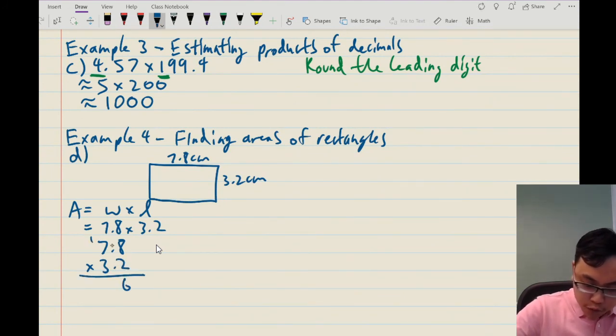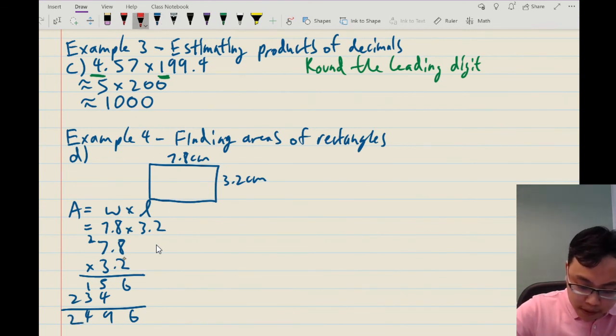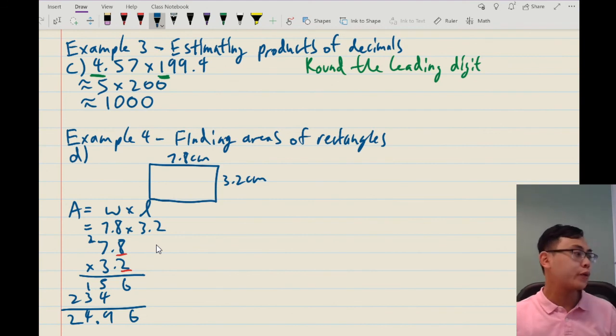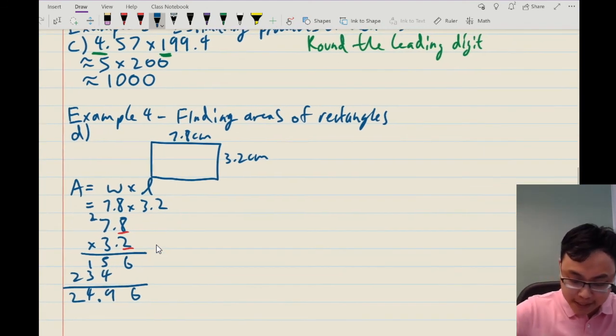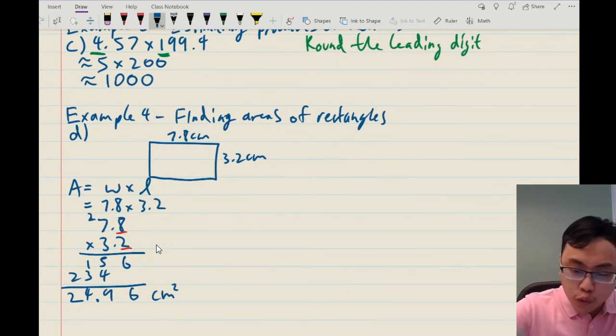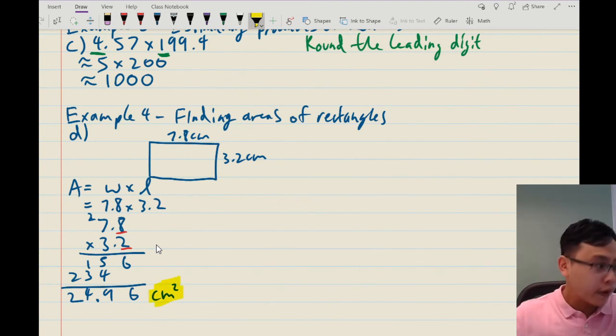2 times 6 is 12. 2 times 7 is 14 plus 1 is 15. And then 3 times 8 is 24. 3 times 7 is 21, plus 2 is 23. Add them together, that's 6. That's 9. That's 4. That's 2. How many decimal places? That's 1, 2 decimal places. So I need to go back 2 decimal places. So we have 24.96 centimeters squared. So don't forget to write the unit.